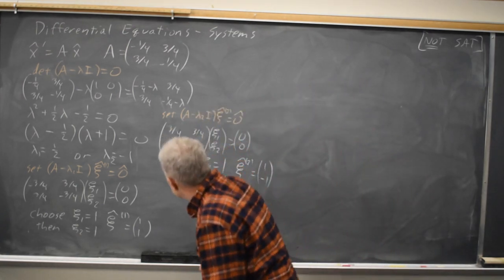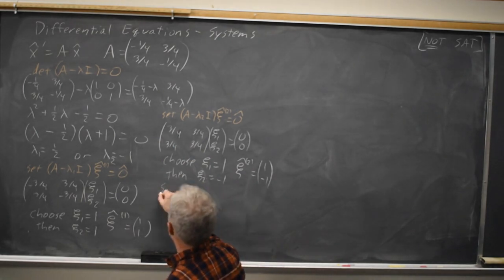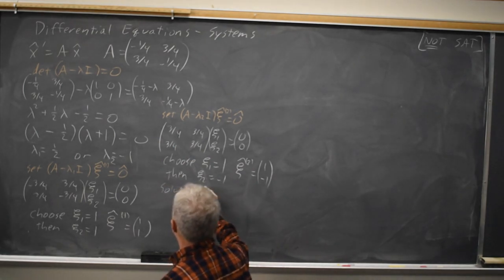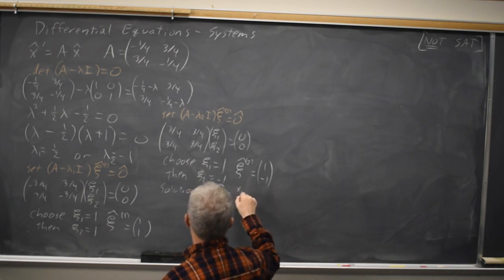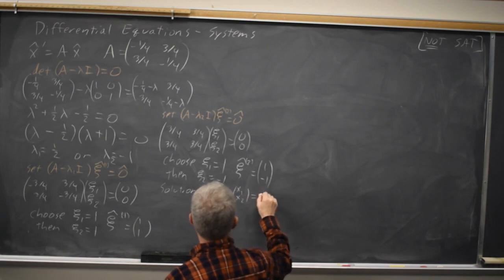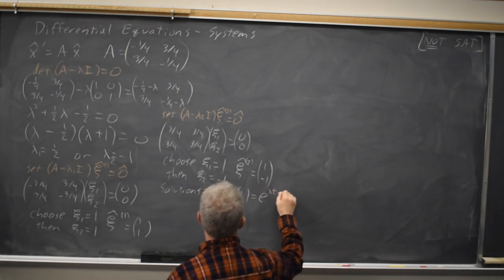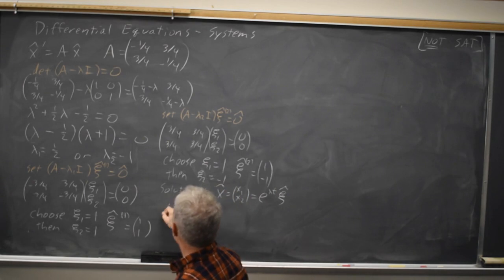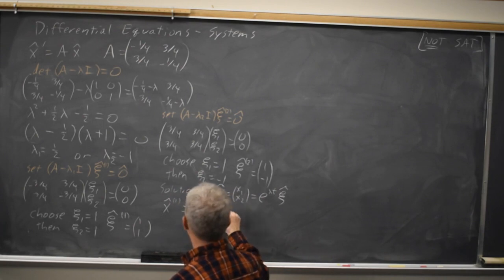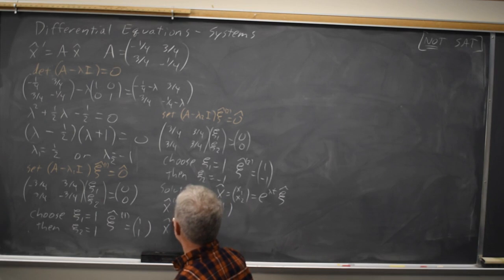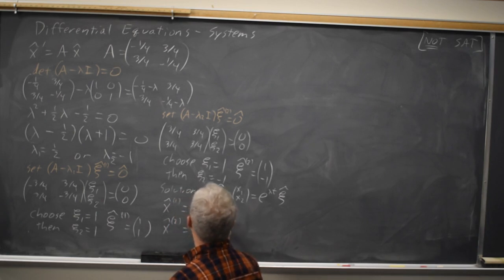Our solutions are x, which is the vector x sub 1, x sub 2, equals e to the lambda t times your eigenvector. So x superscript 1 for my first solution is e to the 1/2 t times 1, 1. And my second solution is e to the negative 1 t times 1, negative 1.